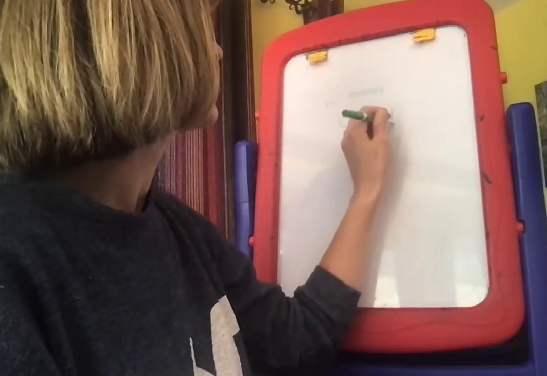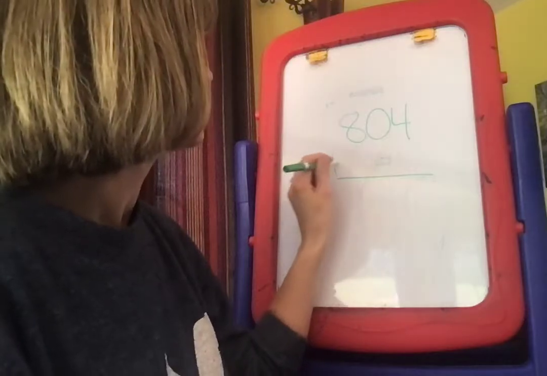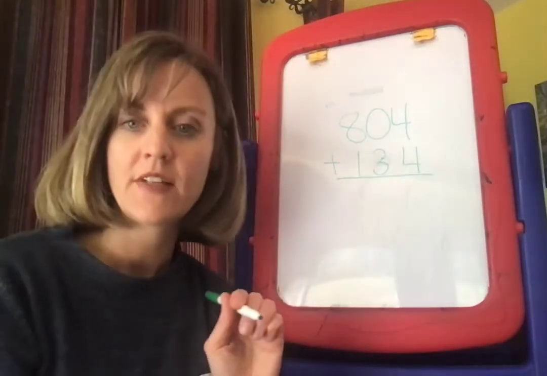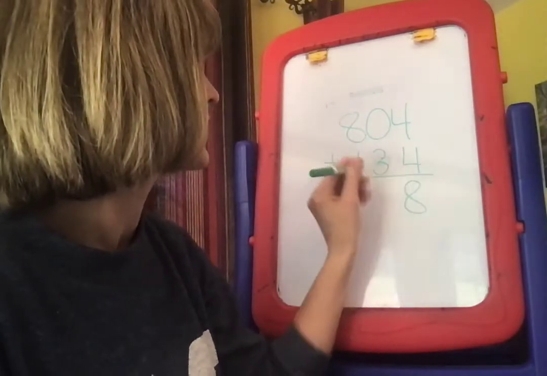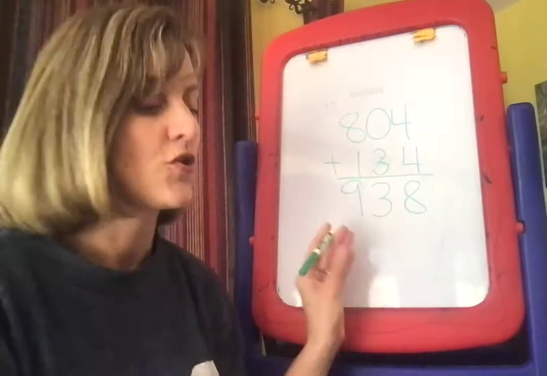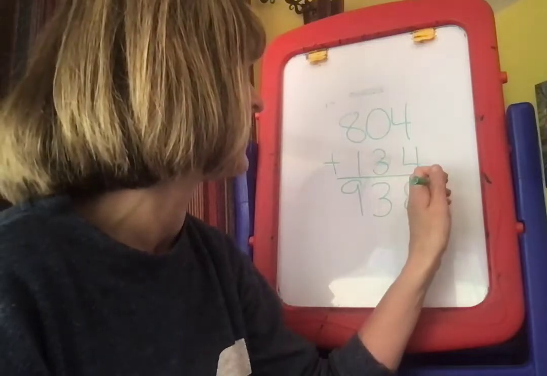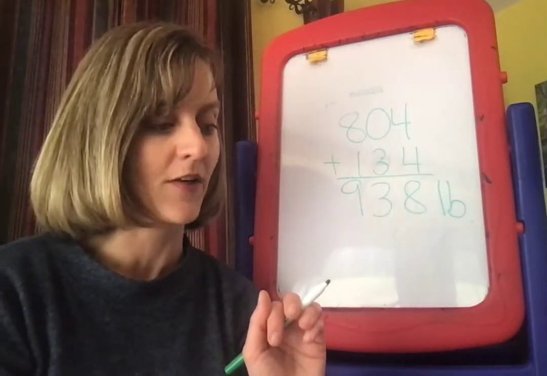804 plus 134. Okay? Now add that together. 4 plus 4 is 8. 3 plus 0 is 3. 8 plus 1 is 9. Your total here, 938 pounds. And you would put the LB pounds in the blank, okay?